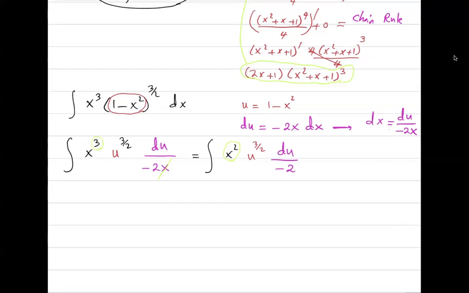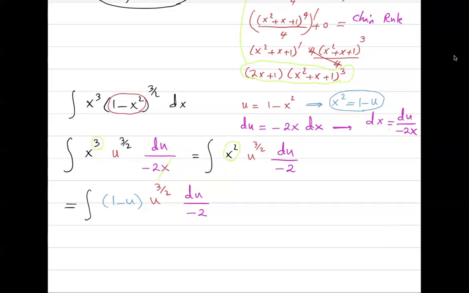But now you have an integral that has x and u in it. What should I do now? If I take a look at my u sub here, x squared can be written as 1 minus u. So I'm going to use this and simplify x squared into 1 minus u. So my integral now becomes the integral of 1 minus u times u to power 3 halves du divided by negative 2.